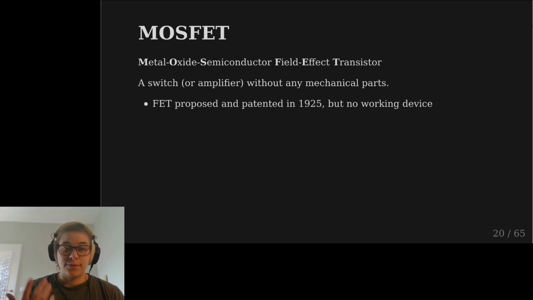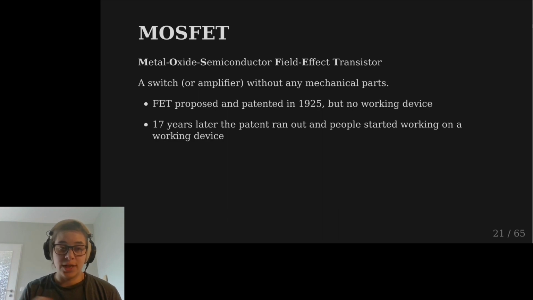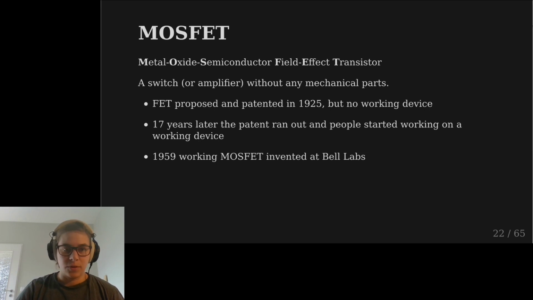The field effect in the field effect transistor, the idea that we will get to know, was originally proposed in 1925, but it was just an idea without any working device. This is a bit of a shame because it was patented, and only after this patent ran out 17 years later could you use it for free without paying licenses. Also probably world wars, but that's how it goes.